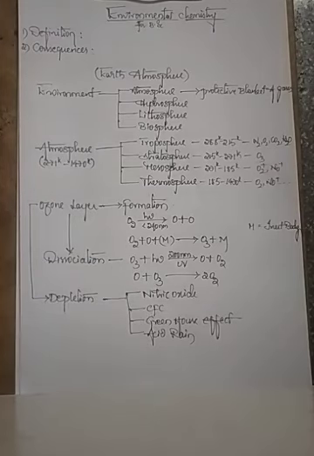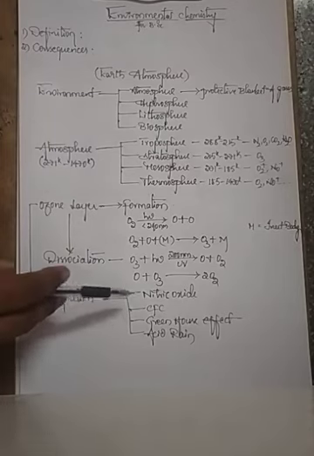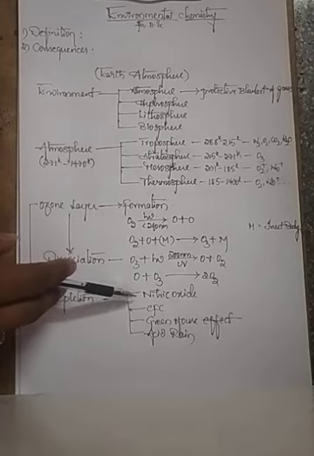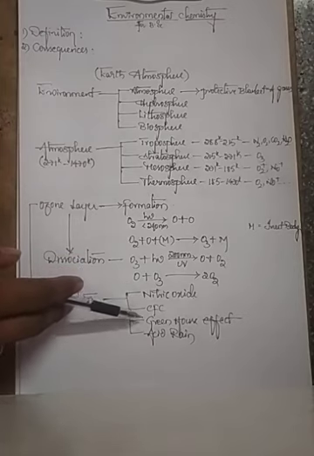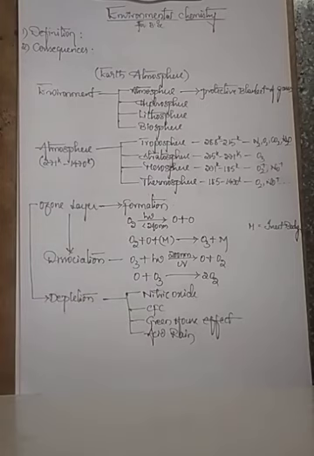In our next video we shall continue with the classification of nitric oxide, CFC, greenhouse effect, and then acid rain along with photochemical smog.